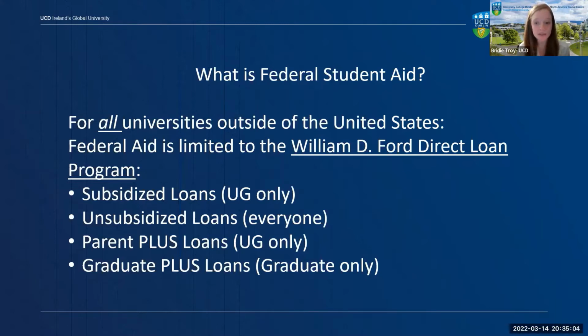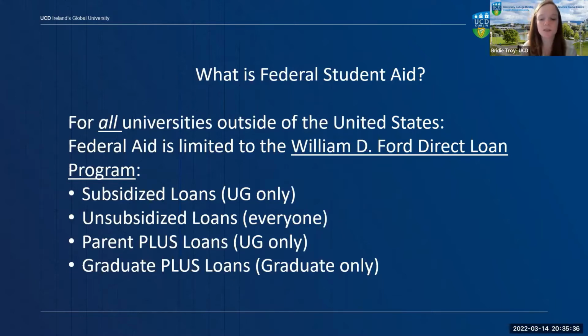So at UCD, and really any university outside the US that is able to use student loans, you have to be accredited by the US Department of Education, and UCD is. But these students generally use the following types of US financial aid. So there are subsidized loans for undergraduate students. There are unsubsidized loans for graduate and undergraduate, and Parent Plus or Graduate Plus loans. Depending on your level, undergrad or graduate, you will be able to take these out.